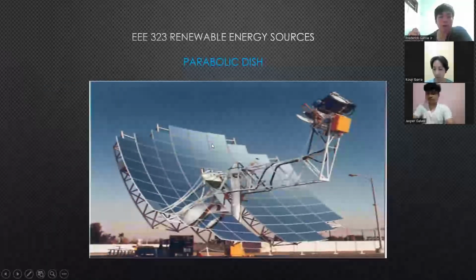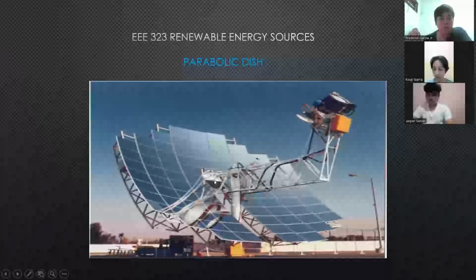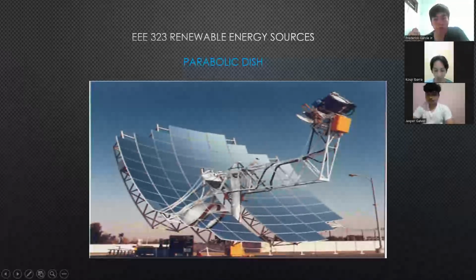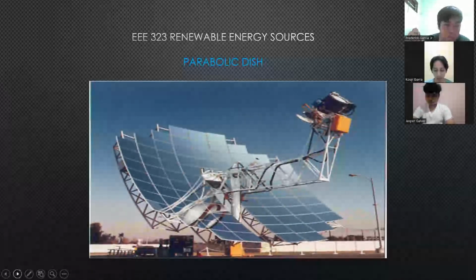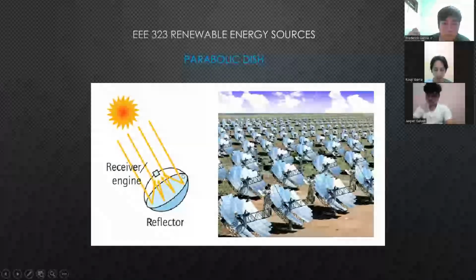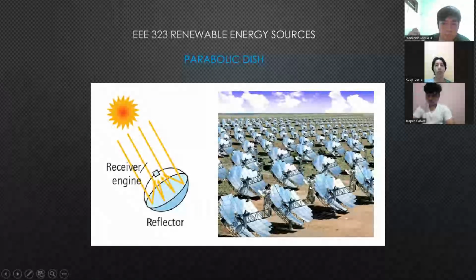Here we have the parabolic dish. Instead of using a trough, it uses a dish to focus the sunlight energy, but the principle of operation remains the same. It collects the heat, the sunlight, and focuses it on this spot. It kind of looks like a parabolic antenna. We have the diagram of a parabolic dish solar farm.